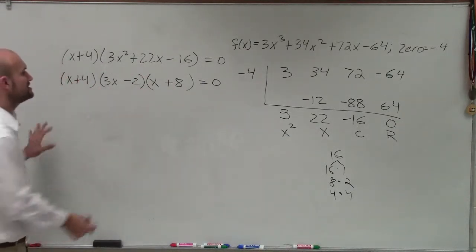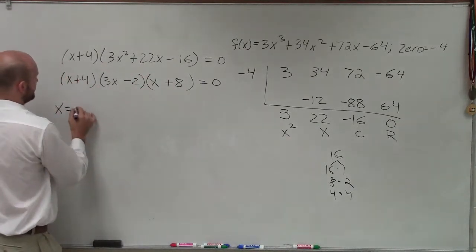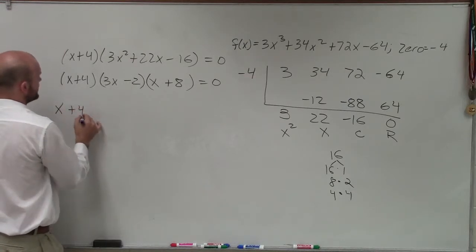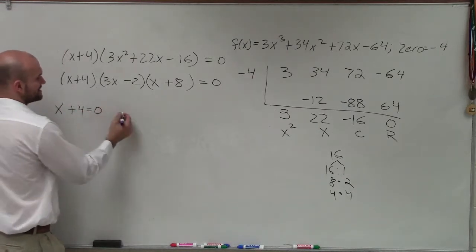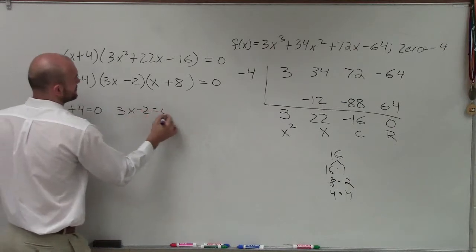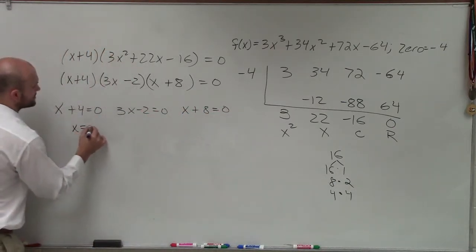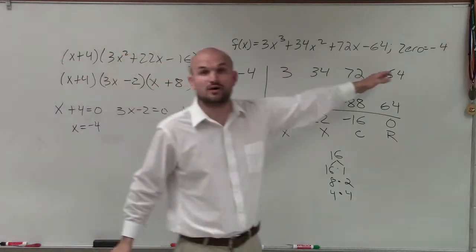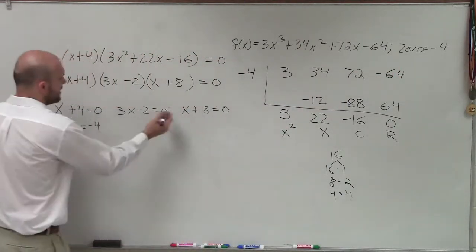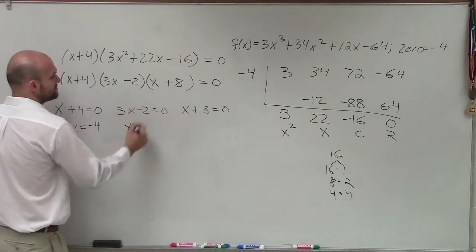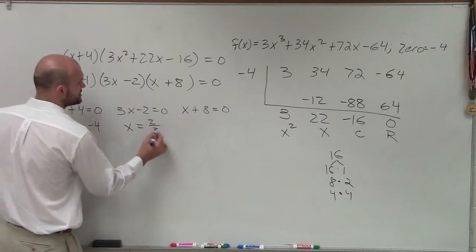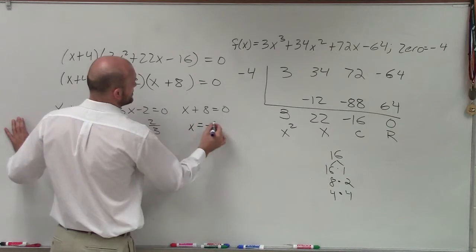But now, ladies and gentlemen, you can see I have a set of factors to which I can apply the zero product property. We already know x plus 4 equals 0, 3x minus 2 equals 0, and x plus 8 equals 0. Therefore, x equals -4 because that was given to us in our original problem. Then to solve for x here, I add 2 and divide by 3, so x equals 2/3. And over here, x equals -8.